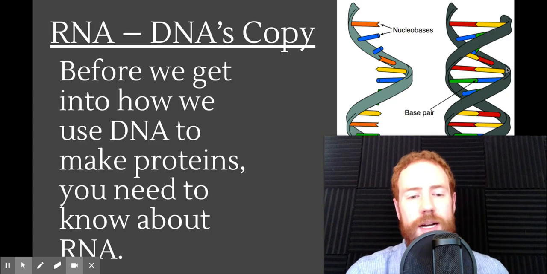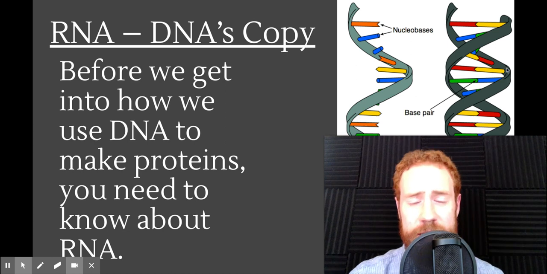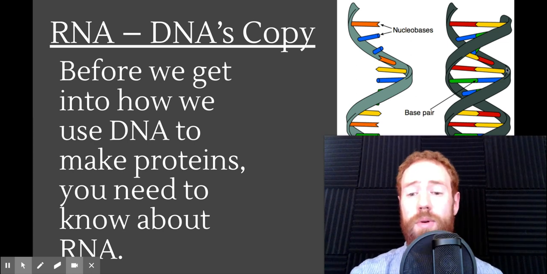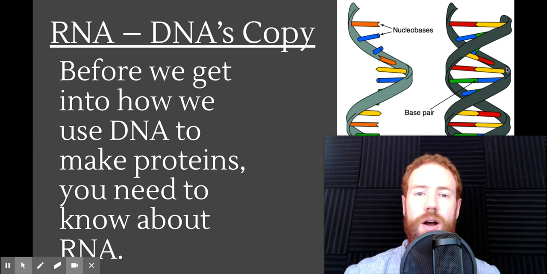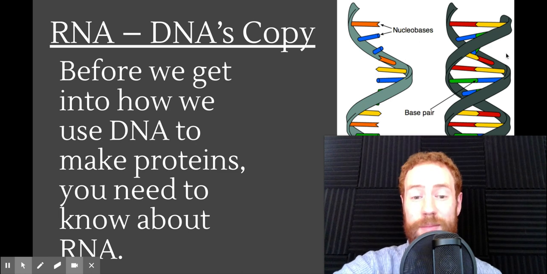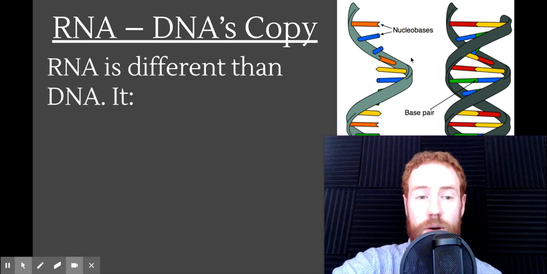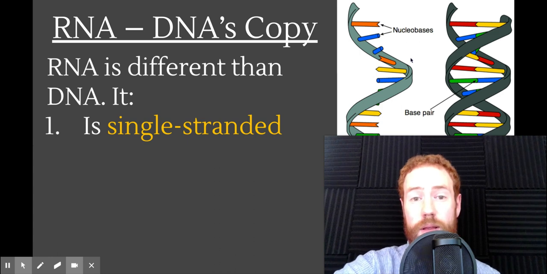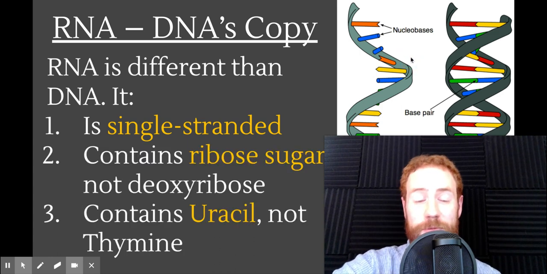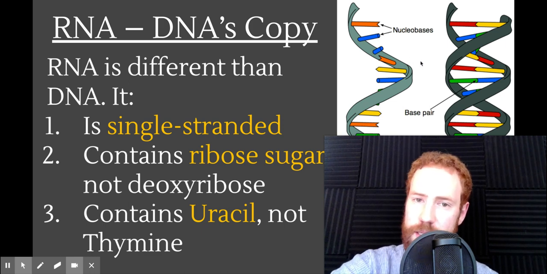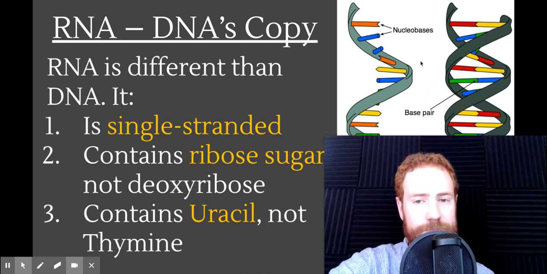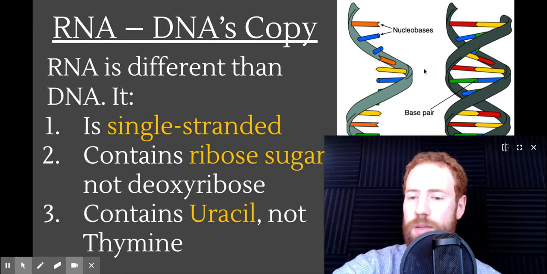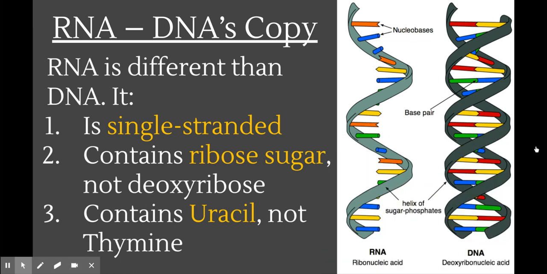So, we are going to talk about how DNA is the code for making proteins, but before we get there, you need to know a little bit more about this molecule called RNA, because both DNA and RNA are essential components of the process of making proteins. So, what makes RNA different from DNA? Well, there's 3 things. First of all, it's a single-stranded molecule. Rather than being a double helix, it ends up just being a single helix. There is no second strand bonded to it.